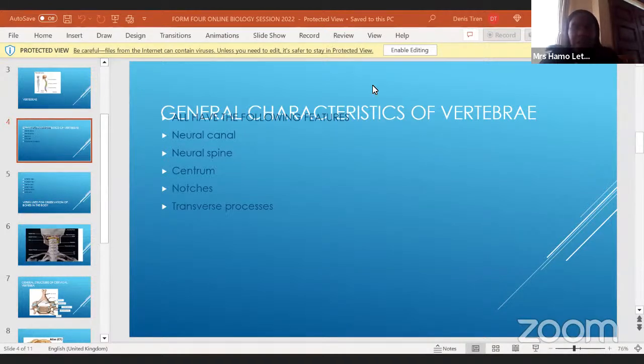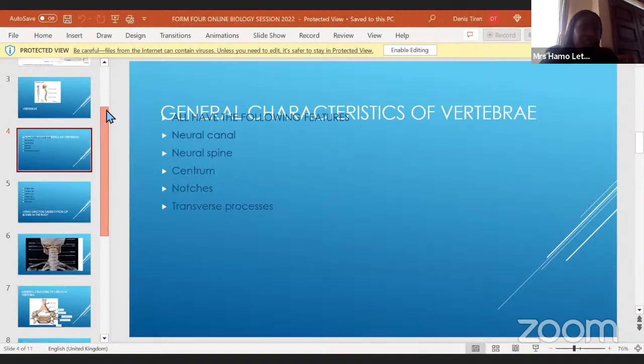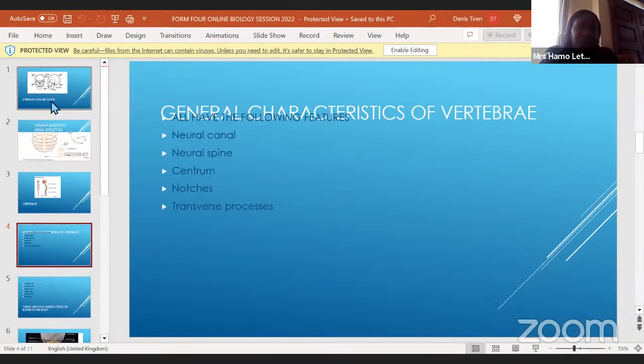Then we move to the complex skeleton, that is the endoskeleton, which is found inside. The exoskeleton is found outside. Then the endoskeleton is found inside. And that is where the teachers have already covered the axial and the appendicular skeleton.